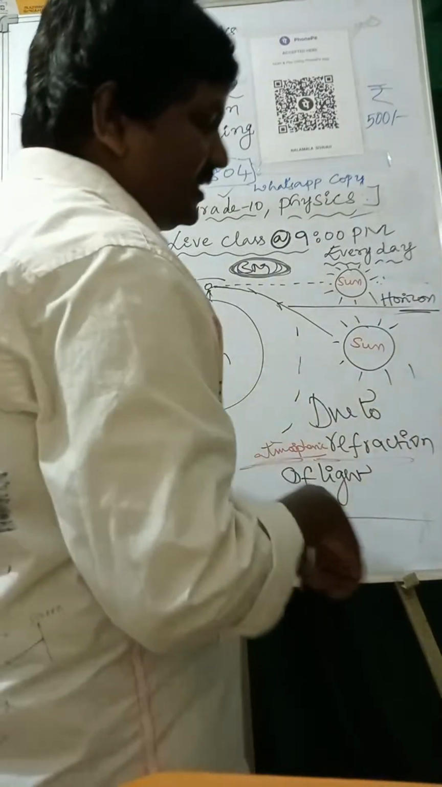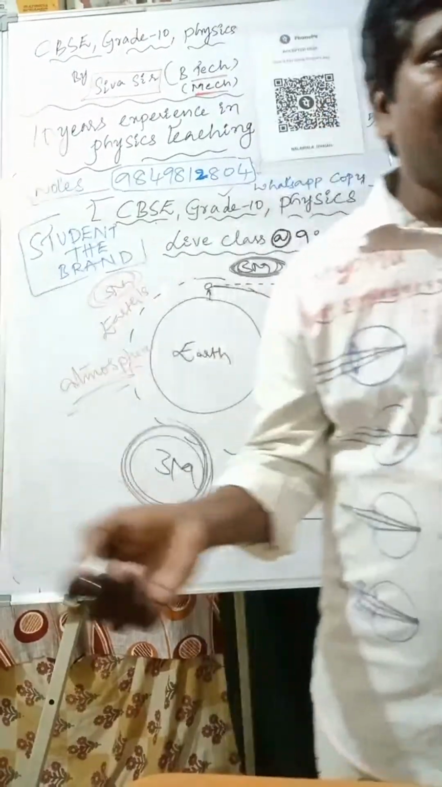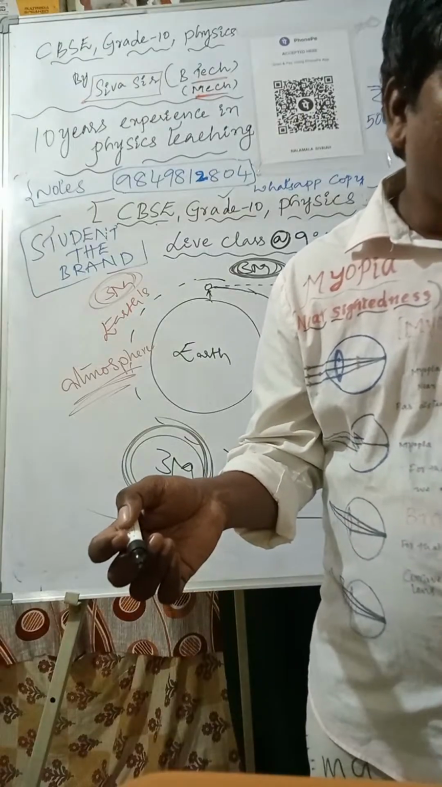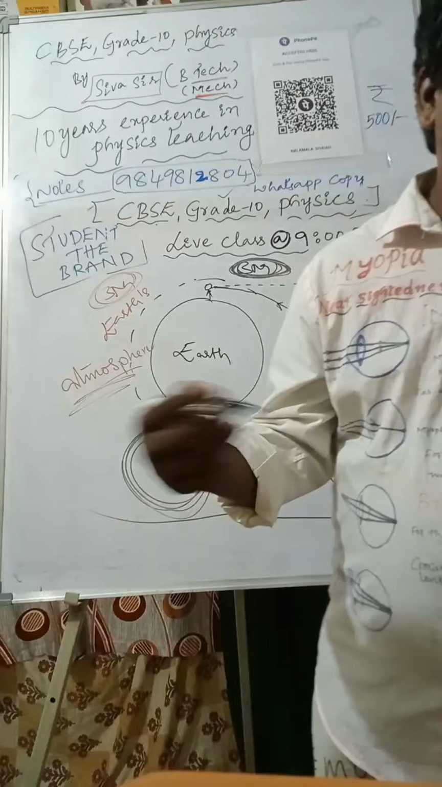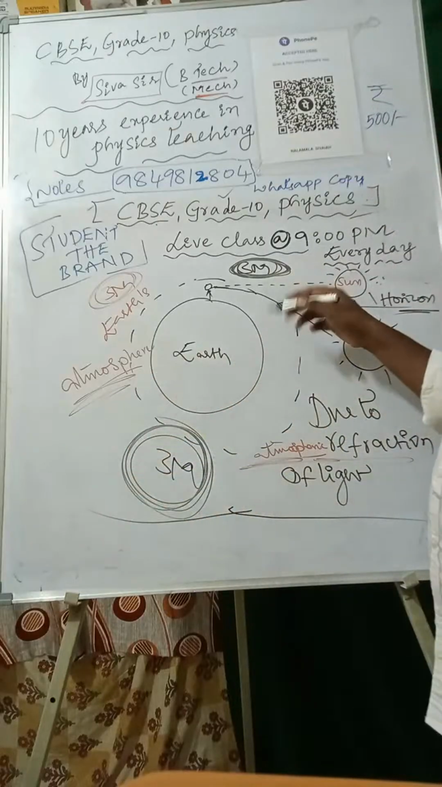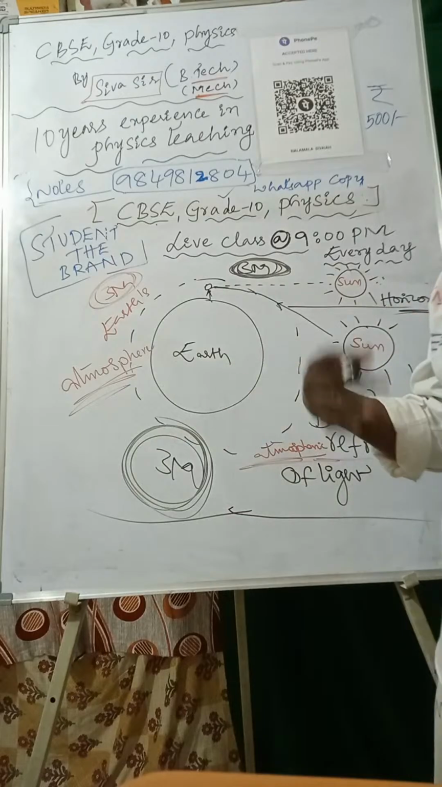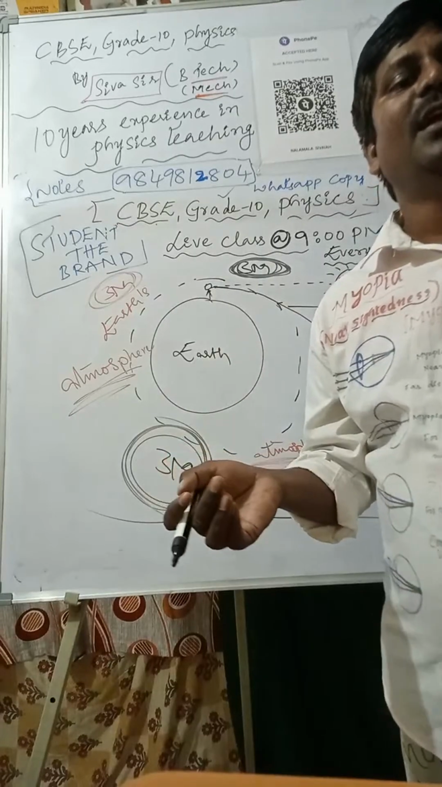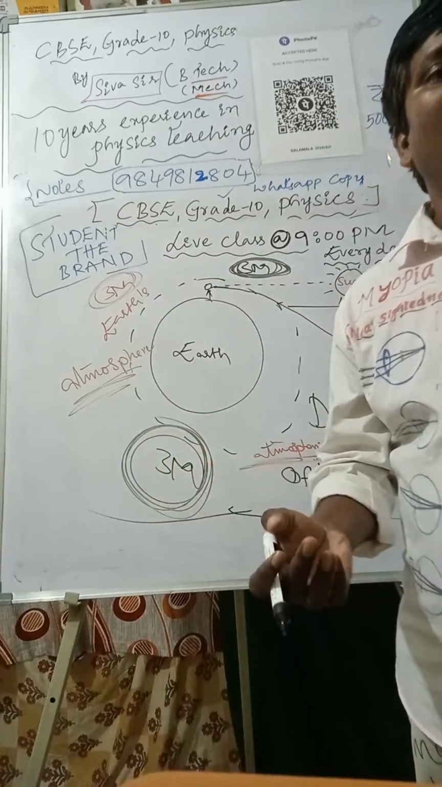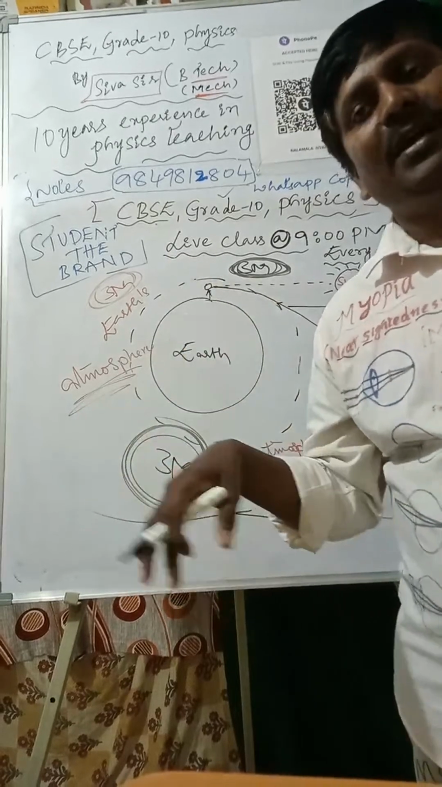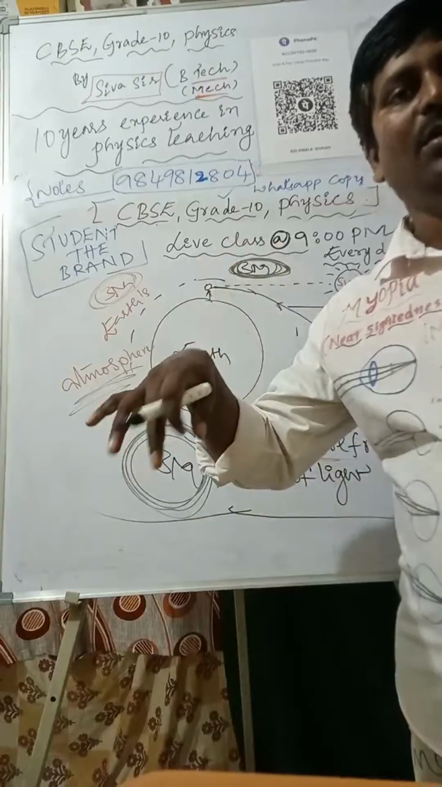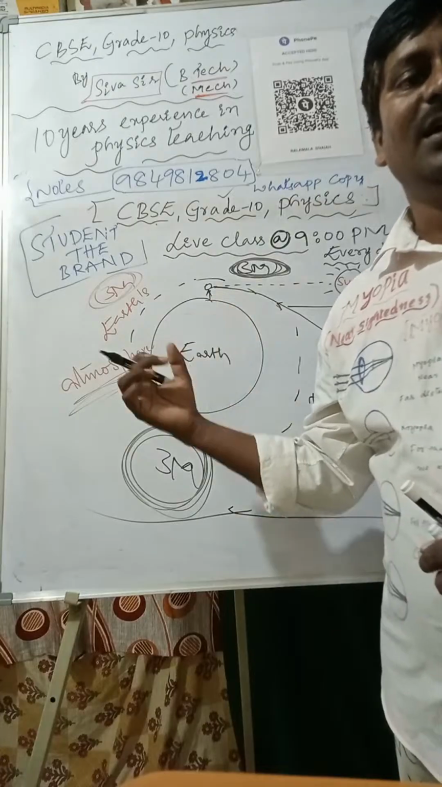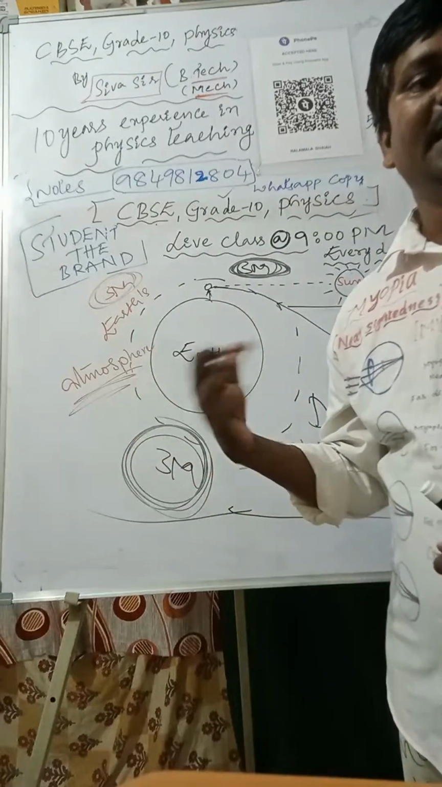So, advanced sunrise and delayed sunset. In the exam, they will ask about advanced sunrise. The sun we see with our bare eyes from Earth is not actually in its original position. Advanced sunrise and delayed sunset means the sun will appear 2 minutes before, and 2 minutes after it actually sets it will still appear, because of earth atmospheric refraction. Refraction takes place by the atmosphere.